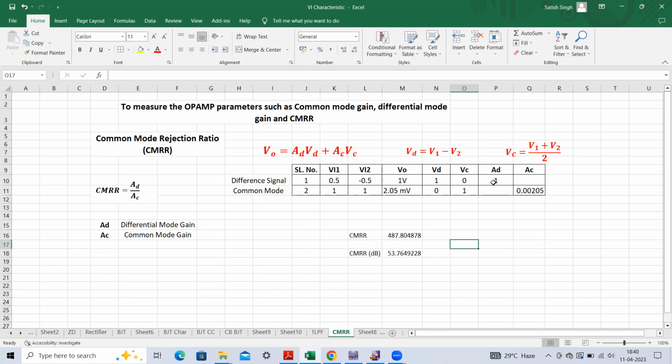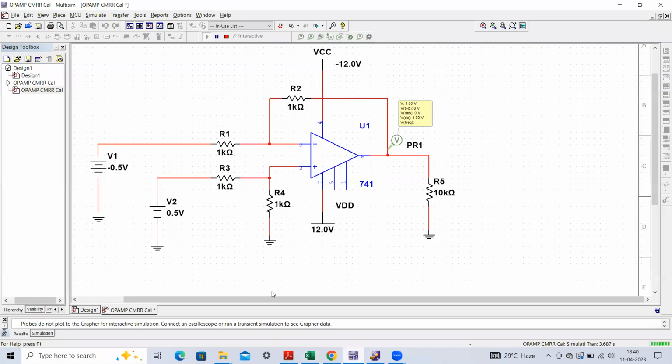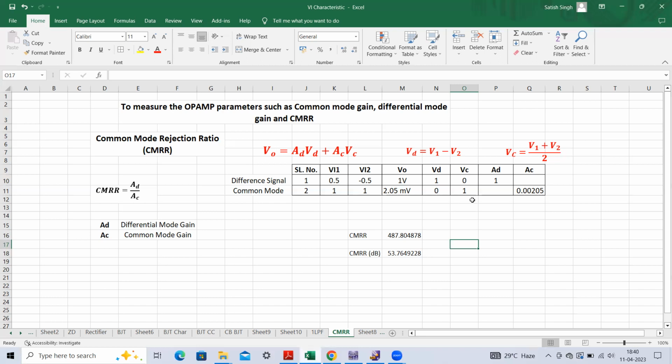Fine. So we have already calculated the differential gain, right? So what you have to do, you have to make this circuit, apply these particular input signals, and then measure the output, and whatever the output is, you have to tabulate it, and then you have to divide this V output with respect to your difference signal. That will give you the AD, right? So that we have already calculated. Now we have to apply a common mode signal, right?